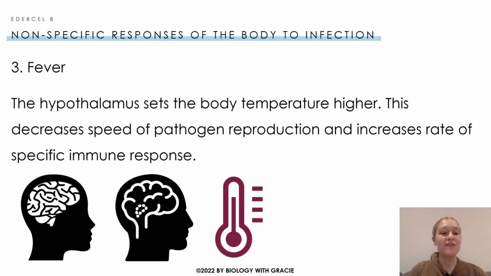Now we're moving on to fever. So the hypothalamus, which is in the brain, sets the body temperature naturally higher. So this decreases the speed of pathogen reproduction and increases the rate of the specific immune response. So by increasing that temperature, this means that the immune cells can actually work better, whereas the pathogens can't reproduce as quick. So a lot of the time people think that it's the pathogen making you feel that higher temperature, feel that fever, but it's actually the response of the body in order to protect you, to help increase that immune response and to prevent the rapid reproduction of pathogens.